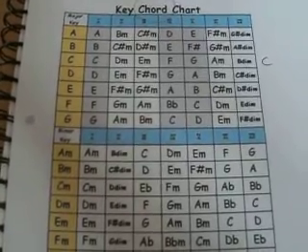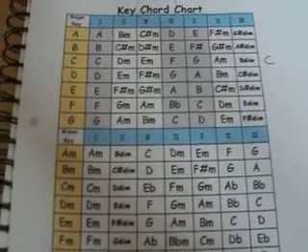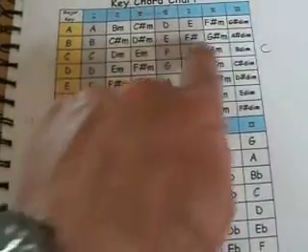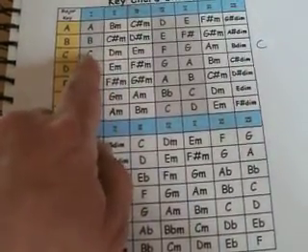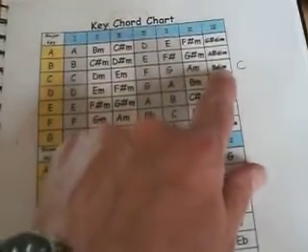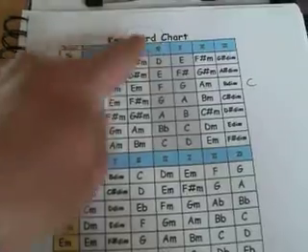Take a study of this chord chart. The one I'm going to be interested in now is the C scale, and these are the chords: C, D minor, E minor, F, G, A minor. Ignore the B diminished. Look at the greyed out columns.